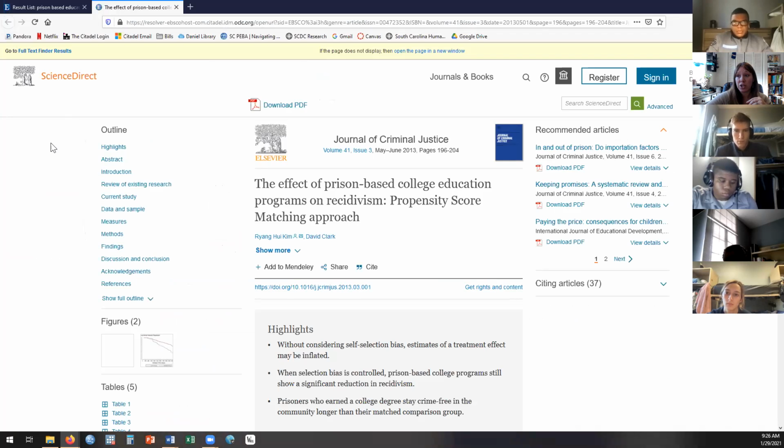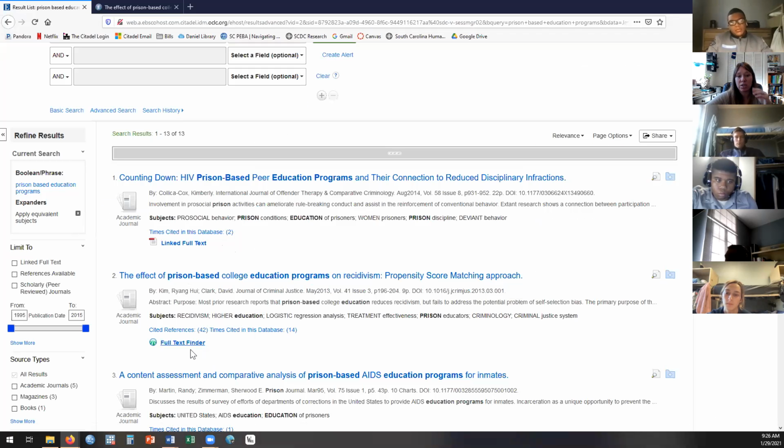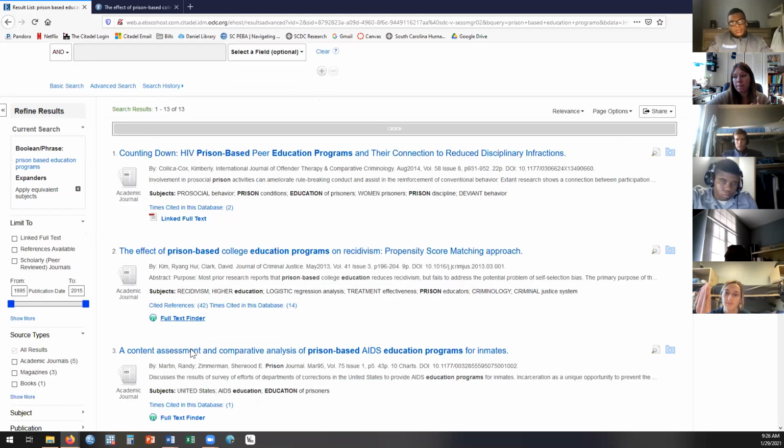Like, if it just shows you a series of links on the side, you'll just have to click a link and then click another link. So if you see this full text finder and you can't actually find the article, shoot me an email and I'll help you find it. It just makes it a little bit harder.